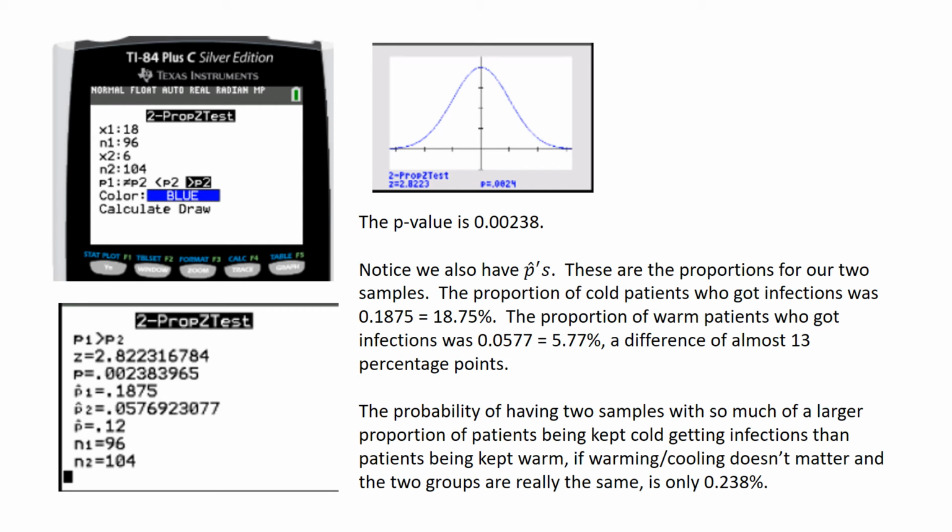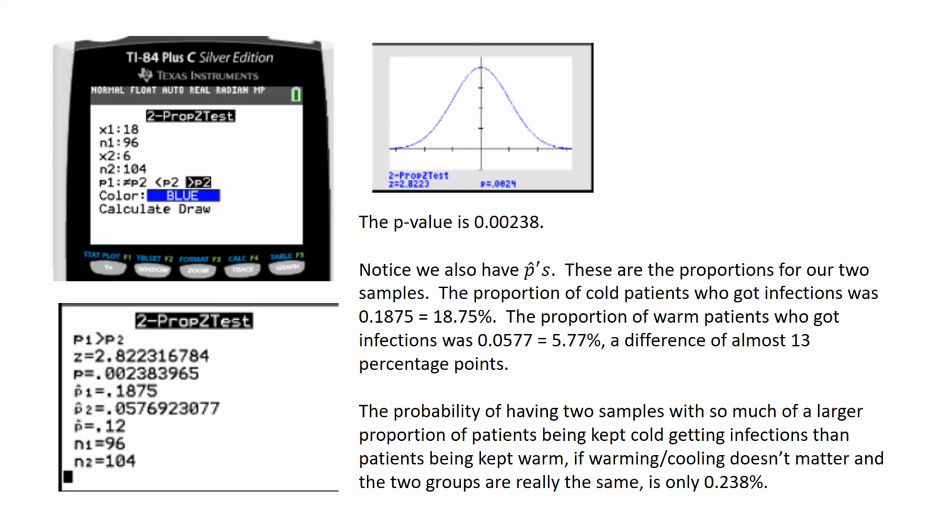Notice we've gotten our sample proportions. If we were to divide out our fractions, our 18 divided by 96, we would get 0.1875. If we were to do our 6 divided by 104, we would get p hat 2. P hat and p prime are both ways of saying sample proportions. So p hat 2 is 0.05769.